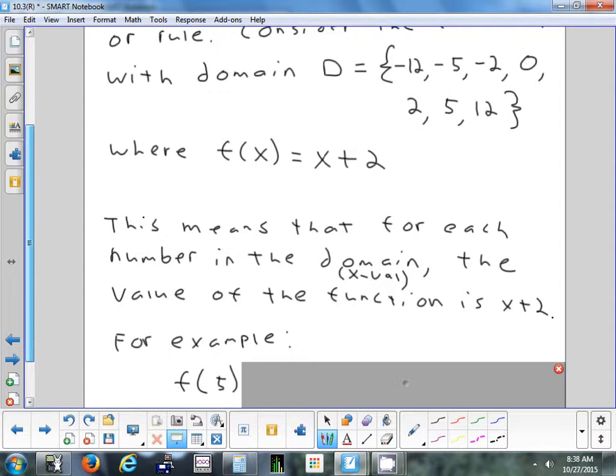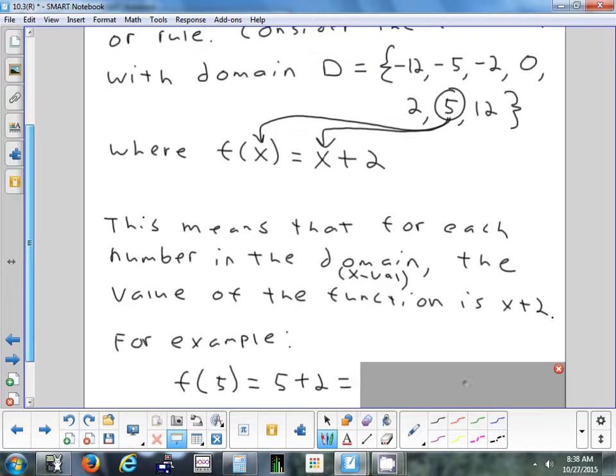What if I asked you to find f of 5? Now you don't have a mapping diagram. You can't look at the 5 and follow the arrow. What would you have to do with the 5? Yeah, you'd plug it in for x in both spots. So now instead of f of x, it's f of 5. And what would be on the right-hand side? It wouldn't be x plus 2, it would be 5 plus 2. So now f of 5 would give me, what's the answer? 7.